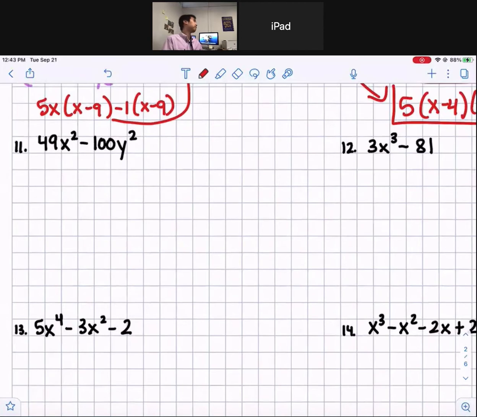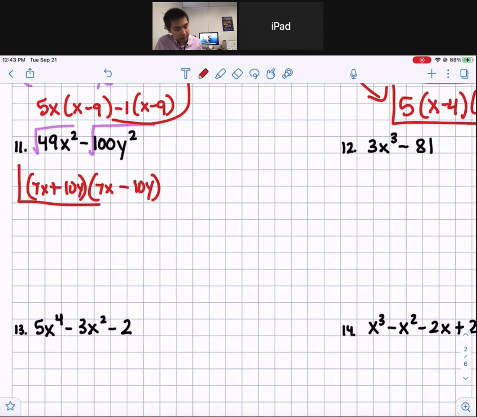11. We can't factor out something from each term, so we've got two terms, and they are both perfect squares, which means we can find something times itself to give us that. So the square root of 49x squared is 7x, 7x times 7x, the square root of 100y squared is 10y, 10y, plus and minus.